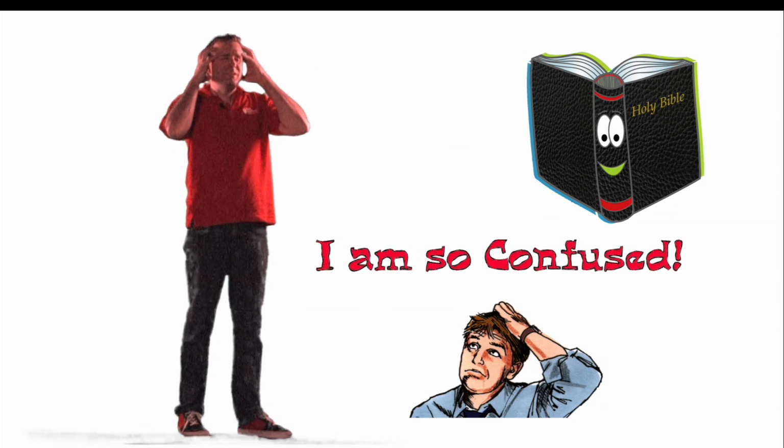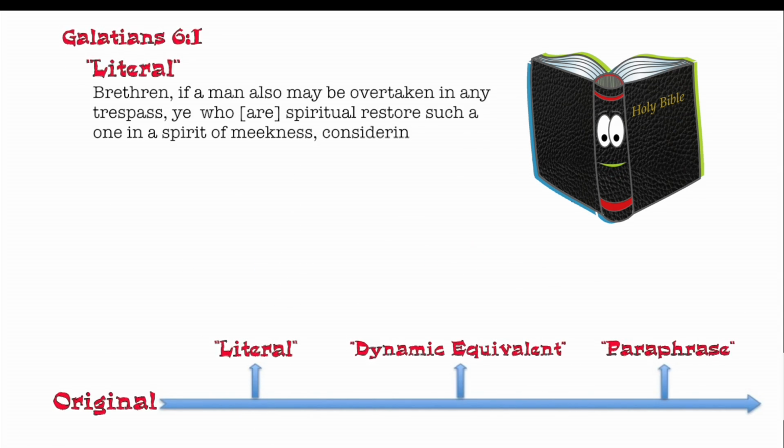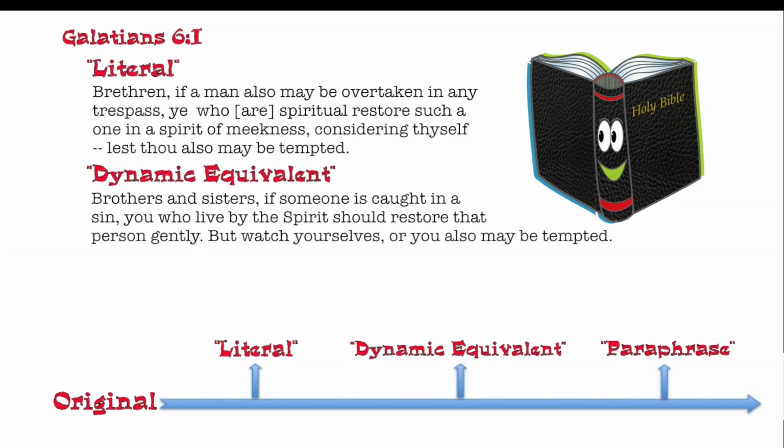Oh, I'm so confused. Here's an example, Galatians 6:1. A formal or literal translation goes like this. Brethren, if a man also must be overtaken in any trespass, ye who are spiritual, restore such a one in a spirit of meekness, considering thyself, lest thou also may be tempted. Huh? Here's the same verse in a dynamic equivalent translation.